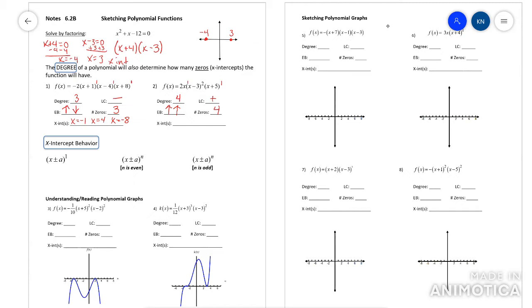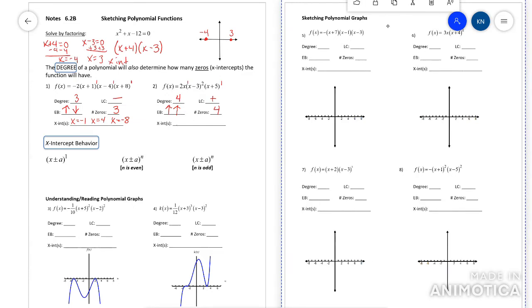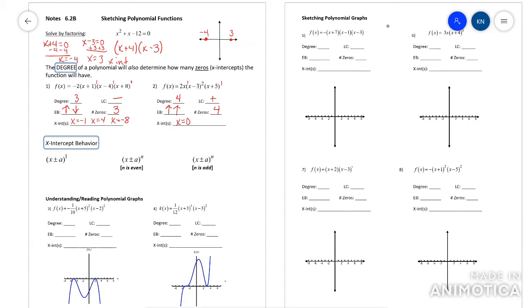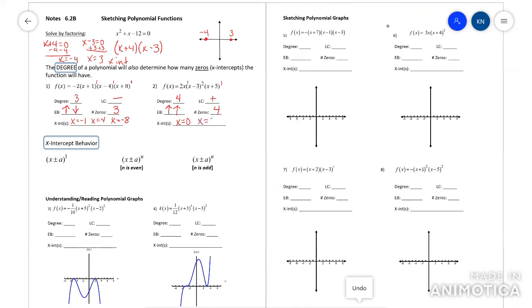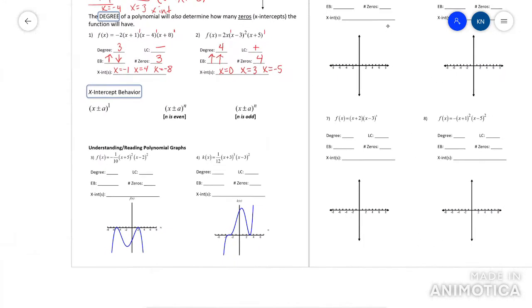And then these x-intercepts, you're going to have 1 at x equals 0, which is this guy right here. I'm just setting it equal to 0. You're going to have 1 at x equals 3. And you're going to have 1 at x equals negative 5, like so. So that's how you would do those two. Now, these x-intercepts have different behavior based on what the degree is of that factor.